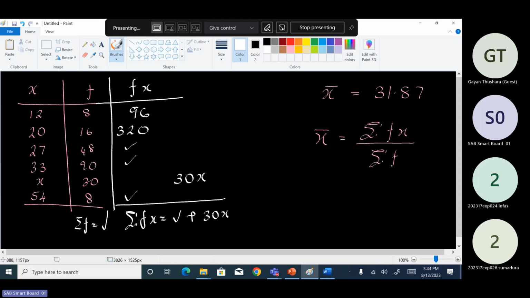Now this x bar is given, 31.87. Sigma fx, now we have the expression, the total of these values plus this 30x. So we have the value, so we can substitute that here. As it is, I'll substitute plus 30x over this 200.